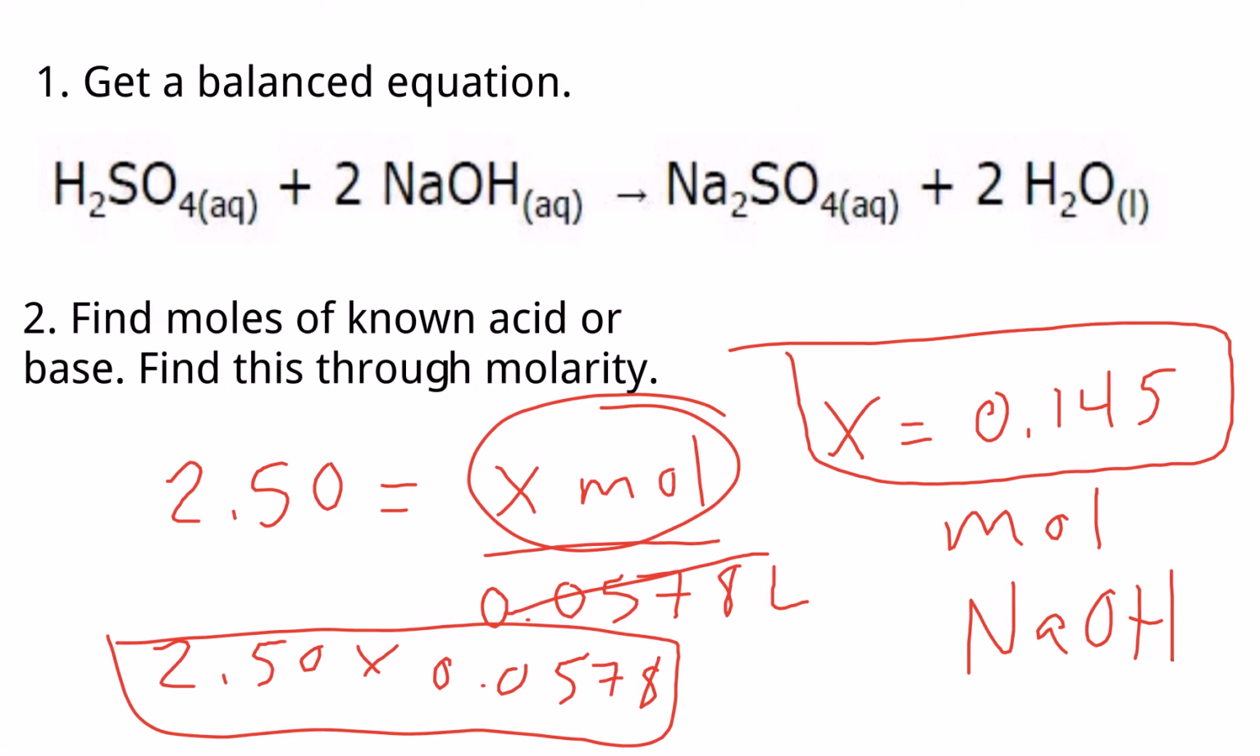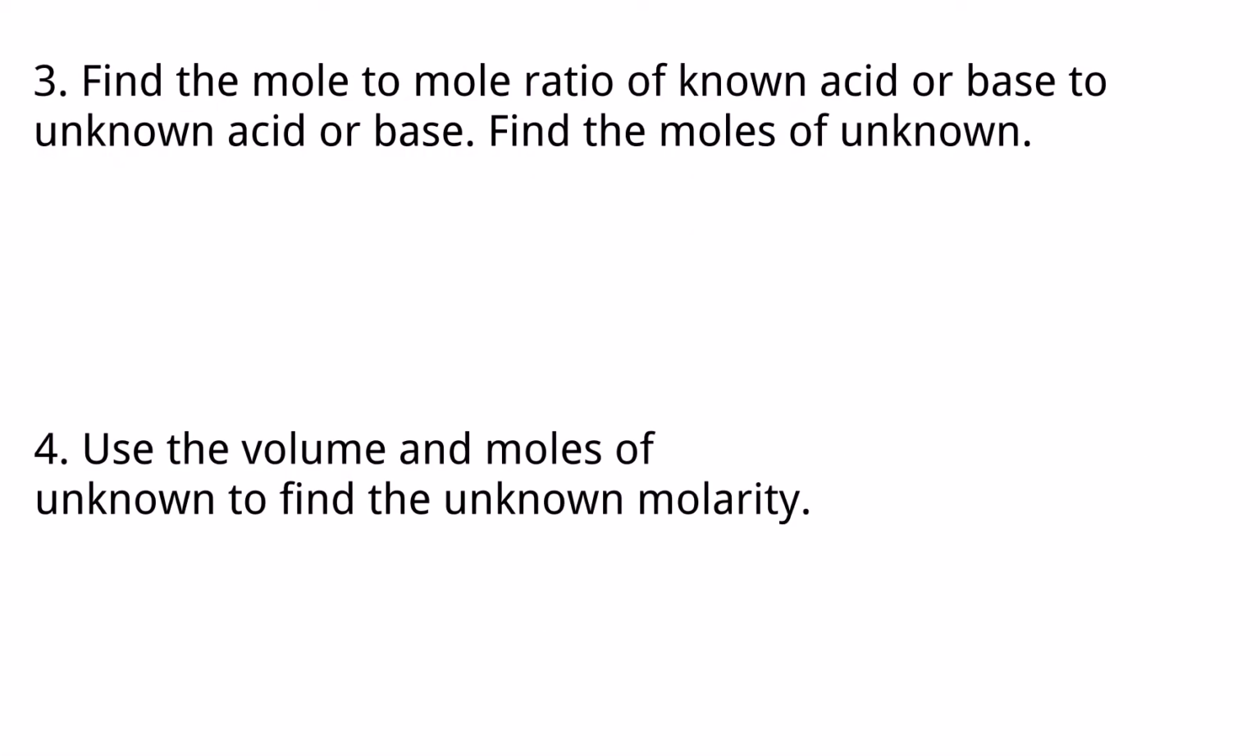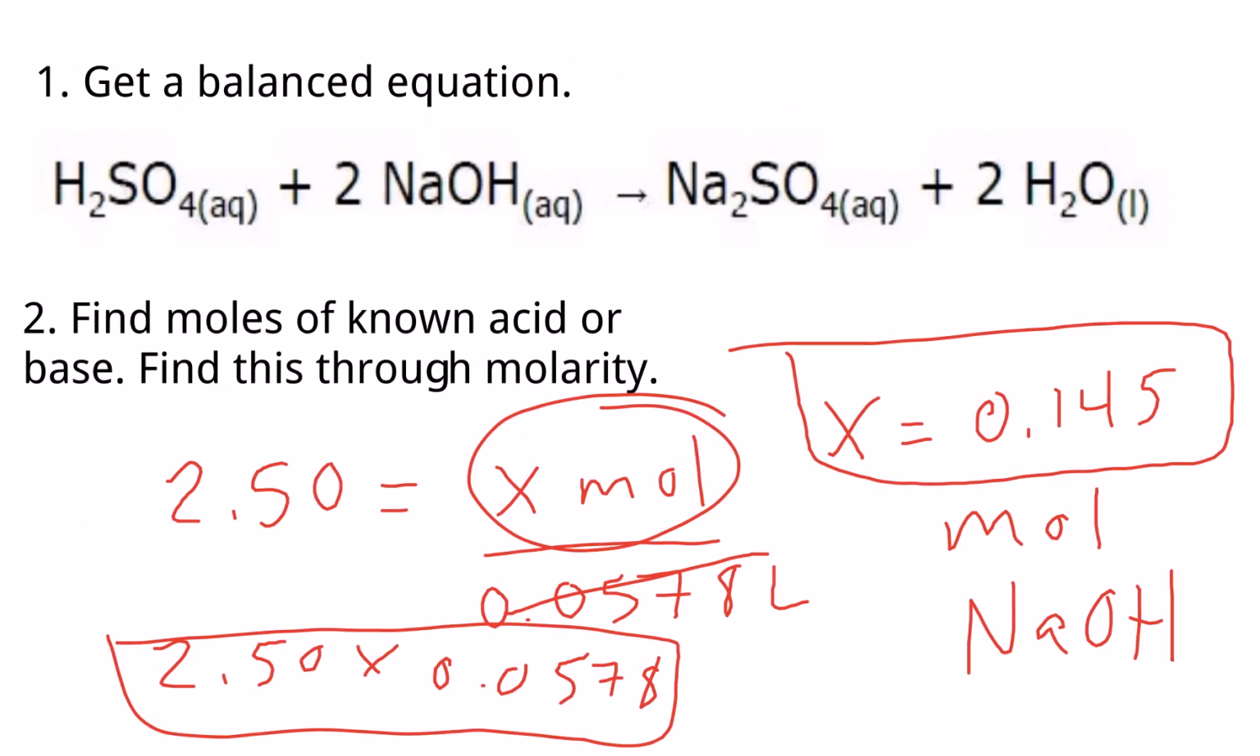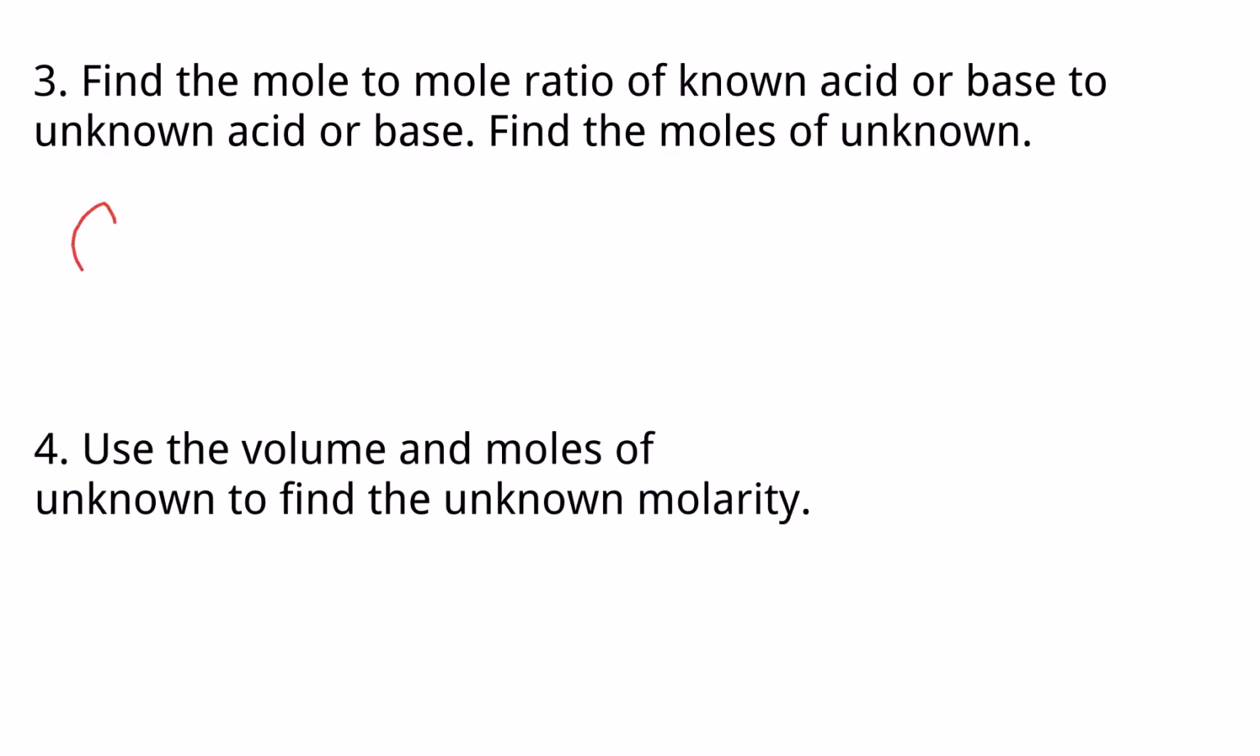So we're off to a good start. What's the next thing we need? We need to find the mole-to-mole ratio of our known acid or base to the unknown acid or base, and then find the moles of the unknown from that. So in this case, the acid is the unknown. The base, which we just worked with, is our known. So we know we're going to start with 0.145 moles of sodium hydroxide. So let's put that down.